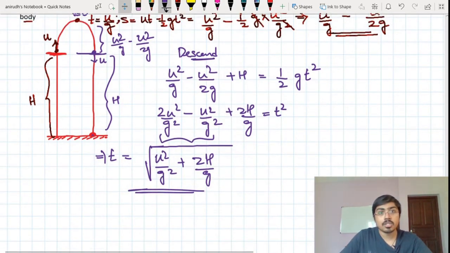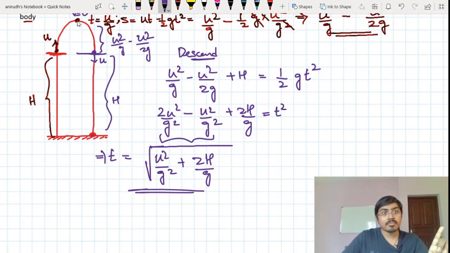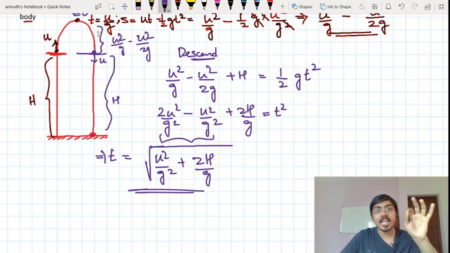Now tell me, what is the total time of flight of this body? The time taken to cover the entire distance from the topmost point down, the time of descent, is this much. But there is a time of ascent also, the time to reach the topmost point. This should also be considered. So along with this, I have to add this u by g to get the total time of flight.